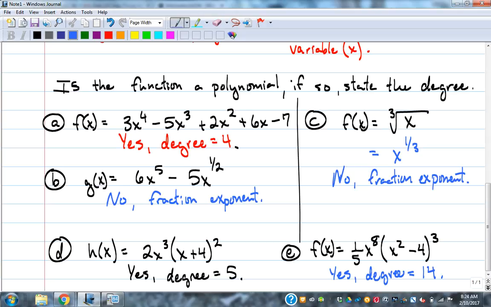We won't solve any that have 14. We don't get too large with that. The 5th power is probably about as big as we get, so we don't get too crazy with that.